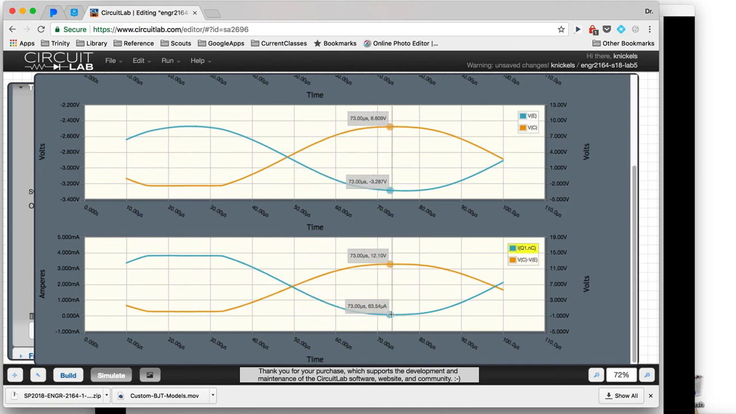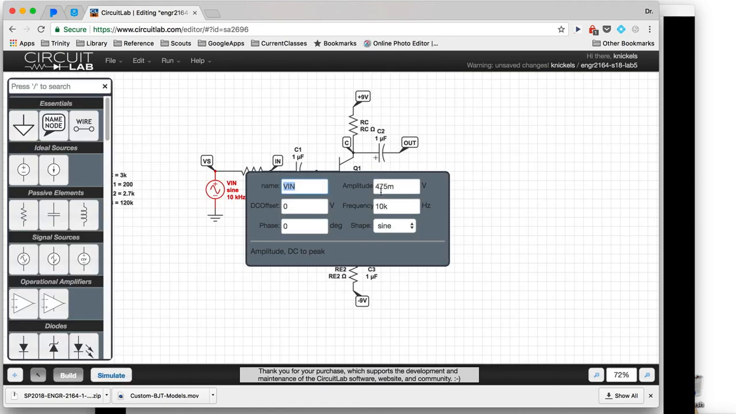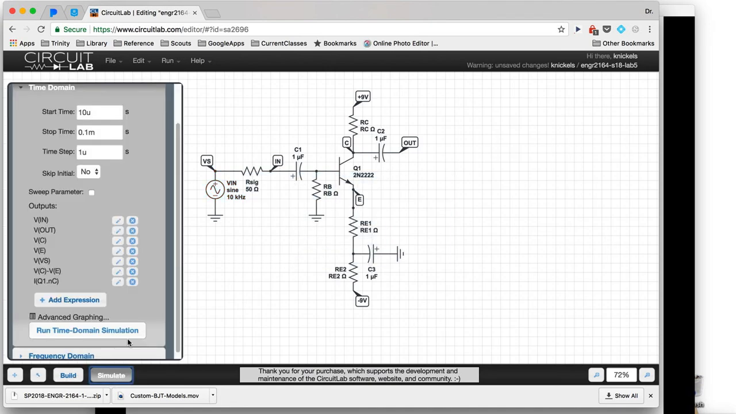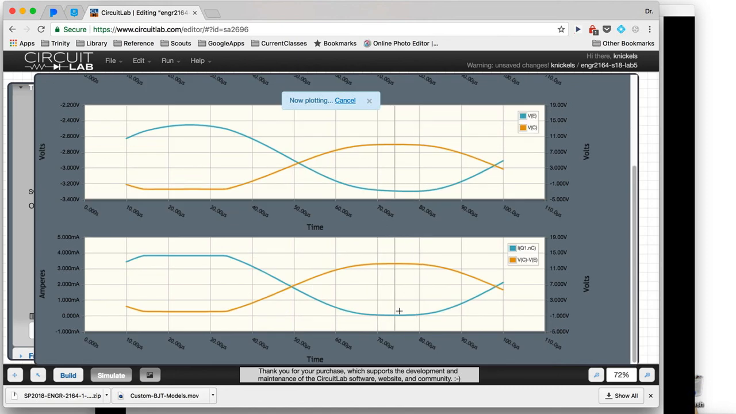You can see it's getting quite close to cutoff. And if you turn it up just a little bit more, you'll see it cut off. So if we go to 500 millivolts, you can see it's cutting off here and saturating over here.